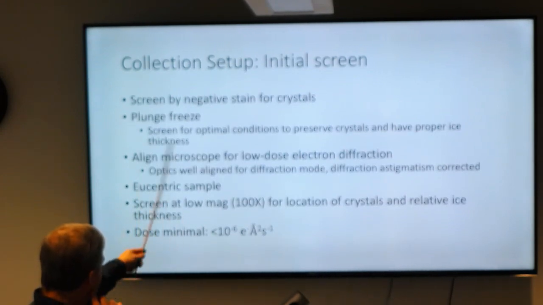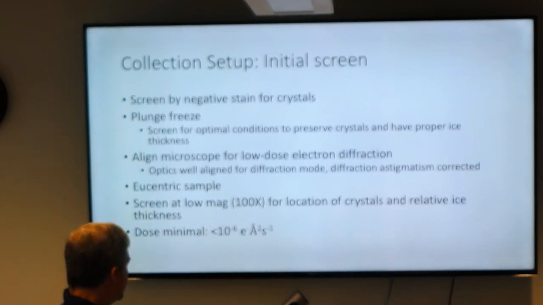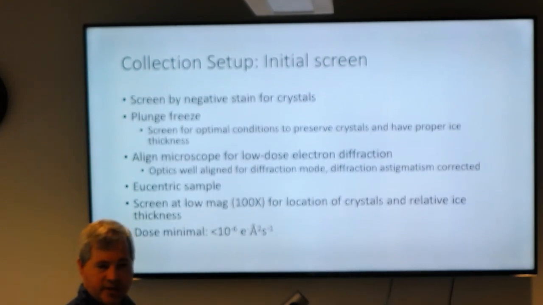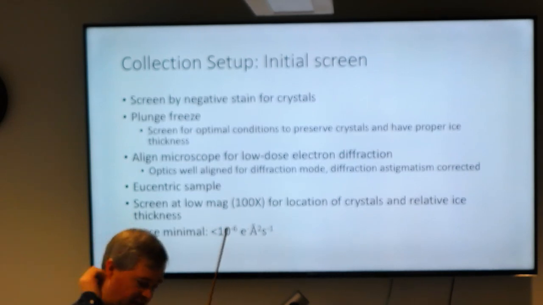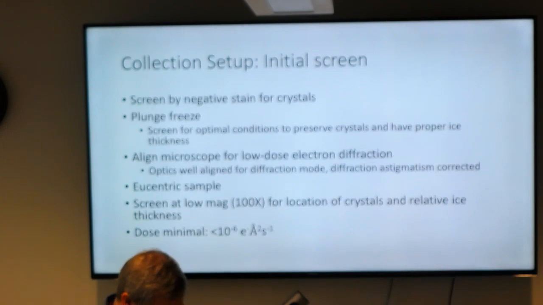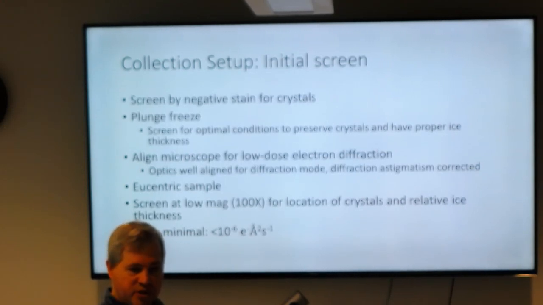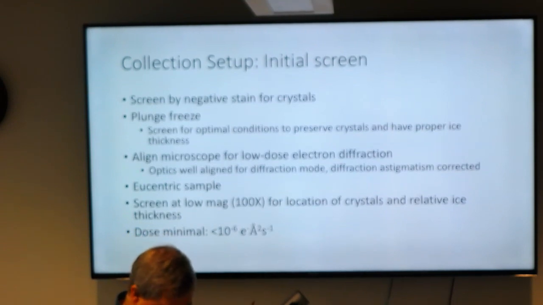Ideally, again, you would screen by negative stain for crystals, then plunge freeze. Make sure your scope is set up for diffraction. Get it eucentric. Screen at low mag to find crystals, and then set up your dose to be very, very low: 10 to the minus 6 electrons per square angstrom per second. So it's an extremely low dose. Because you're getting these super bright diffraction spots, you want a very low dose as you're collecting the images, otherwise you'll saturate the detector. That can be a challenge, getting things set up well. On an FEI scope, you're at spot 10 or spot 11, the absolute smallest spot size, so you're getting the dimmest beam.